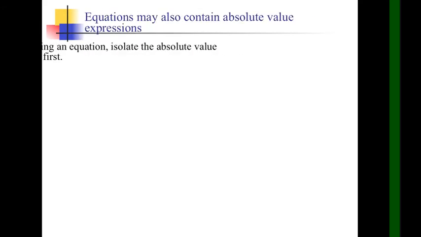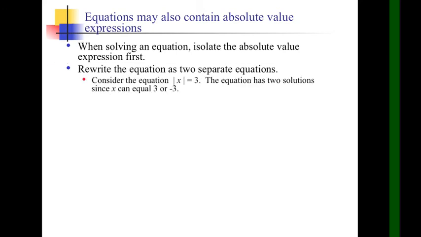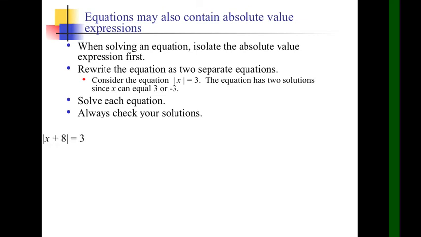Okay. Now, an equation may also contain an absolute value expression. When solving an equation, isolate the absolute value expression first. Rewrite the equation as two separate equations. Consider the equation: the absolute value of x equals 3. The equation has two solutions since x can be equal to 3 or negative 3. Solve each equation and always check your solution.